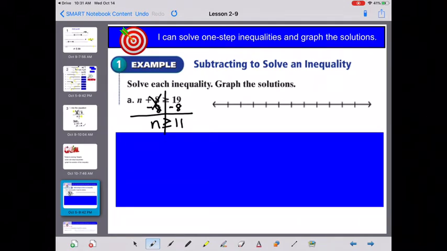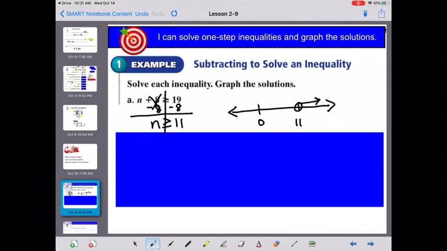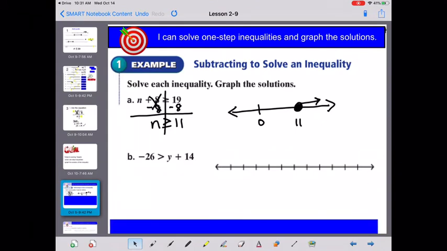When you're graphing the solutions on a number line, I only need 2 numbers. So I'm actually going to remove this number line and just demonstrate how you would do it on your paper. Here is 0, here's 11. Numbers greater than 11 go to the right. It is also equal to 11, so I fill it in. See how similar it was? It's really combining 2 previously learned concepts.